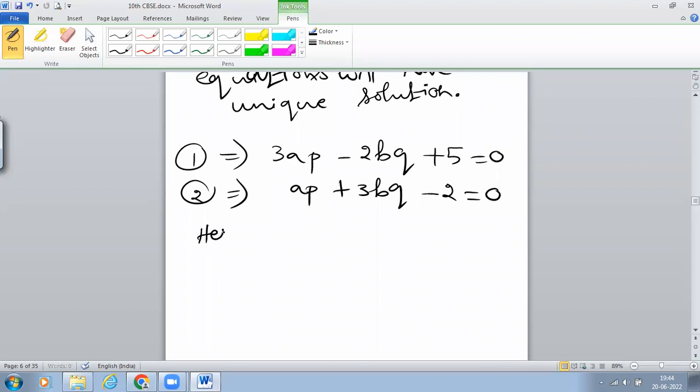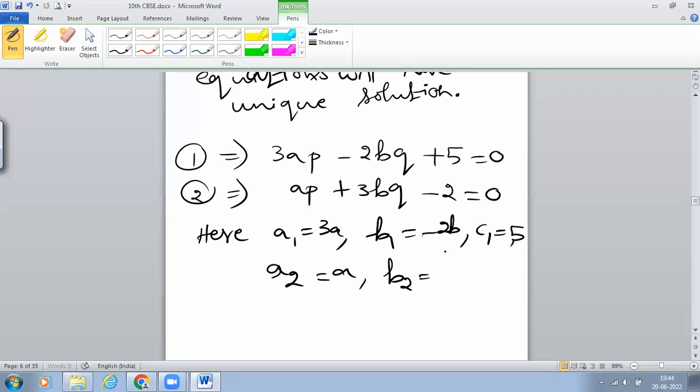So what is A1 here? Here, A1 is equal to 3A, B1 is equal to minus 2B, and C1 is equal to plus 5. This is A1, B1, C1. Now, what is A2? A2 is the coefficient of P in the second equation, that is A. And B2 is the coefficient of Q in the second equation, that is 3B. And what is C2? The constant term of the second equation, that is minus 2. C2 is equal to minus 2.